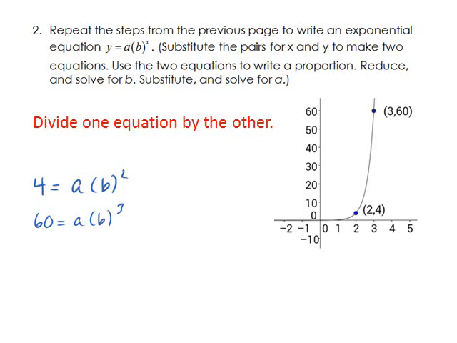You might have noticed in example 1 that we didn't use substitution to solve the system like we did in the warm-up. Instead, I divided one equation by the other. We'll use that same method here, but you can still always use substitution if you prefer.